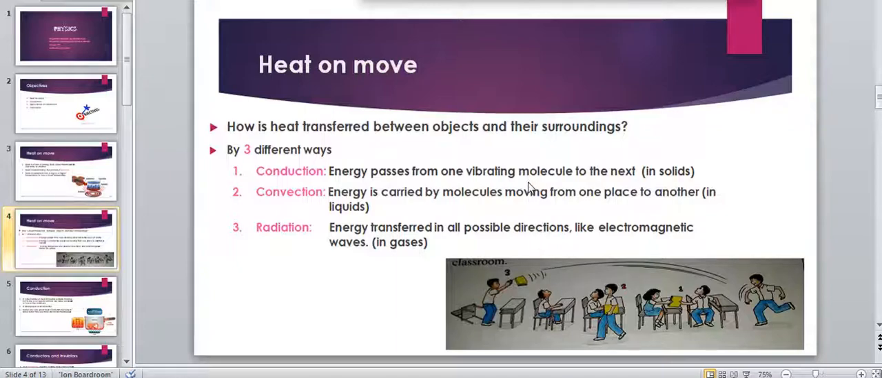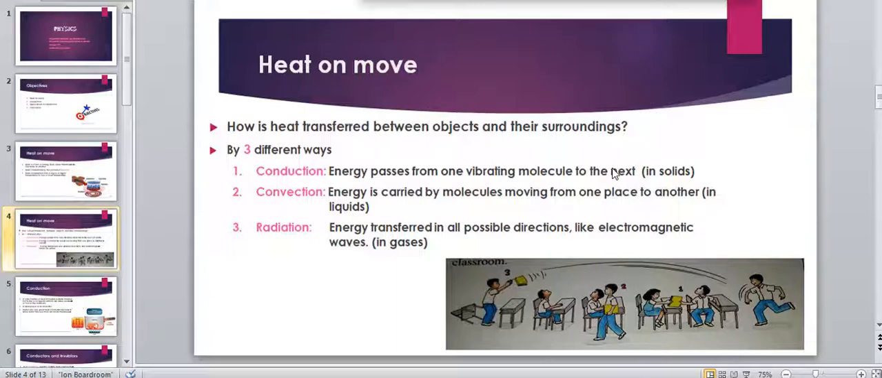The first way of transferring heat is known as conduction, whereby energy is passed from one vibrating molecule to the next in their fixed position. This process basically mostly takes place in solids. So this is similar to passing the book from one pupil to another without anyone leaving their seats.